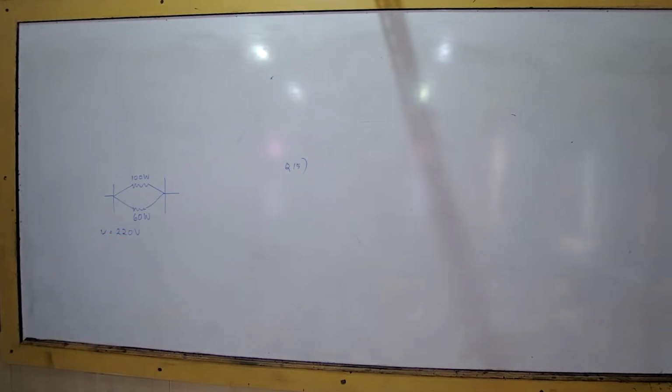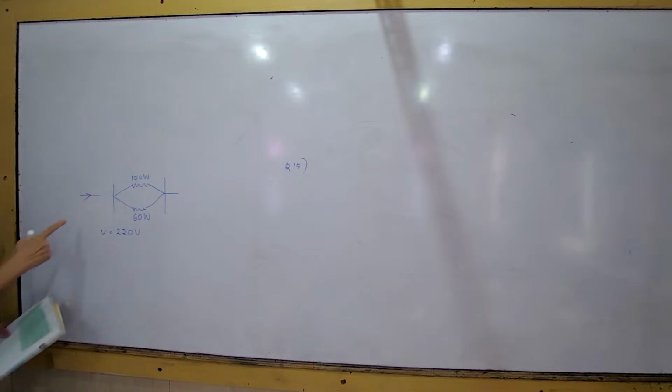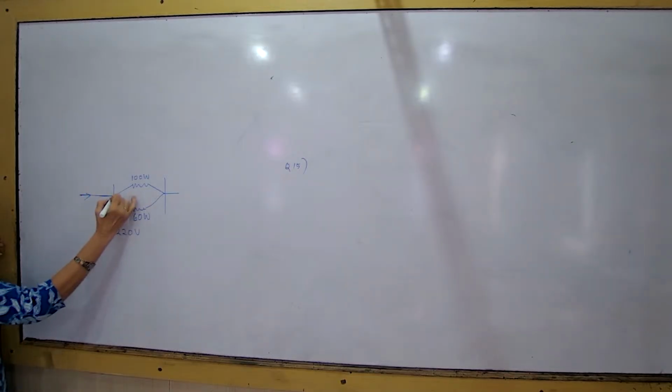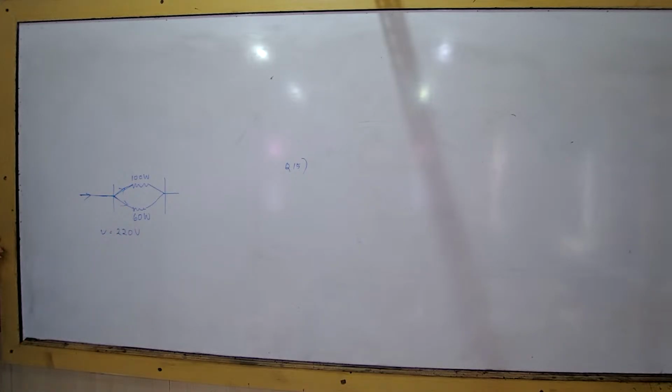What are they asking you? What current is drawn from the line if the supply voltage is 220. So they're asking how much current is coming from here. Look at the board now. What's happening in parallel? The current is coming from here. Some part of the current goes here, some part goes here. Find out the current here, find out the current here, and if you add it up, you will get the current here. So what is the current being supplied? This is what we have to find.